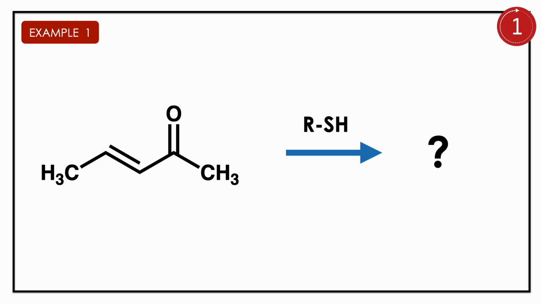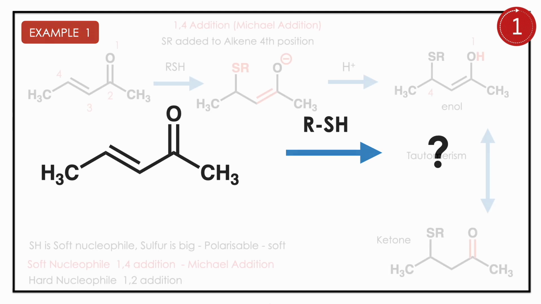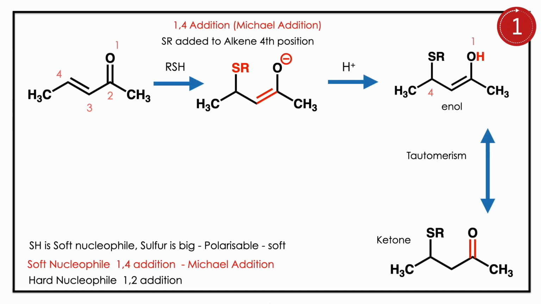Let us see the first example. Here we have alpha, beta unsaturated ketone. You are reacting with thiol. You should find what will be the final product. This is the typical Michael addition example. Sulfur is the soft nucleophile because sulfur is big, polarizable and soft. If the nucleophile is soft, you have 1,4 addition or Michael addition. Hard means 1,2 addition. Here 1,4 addition is the possibility.